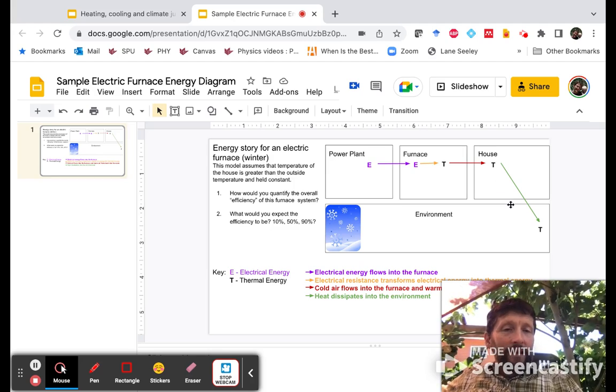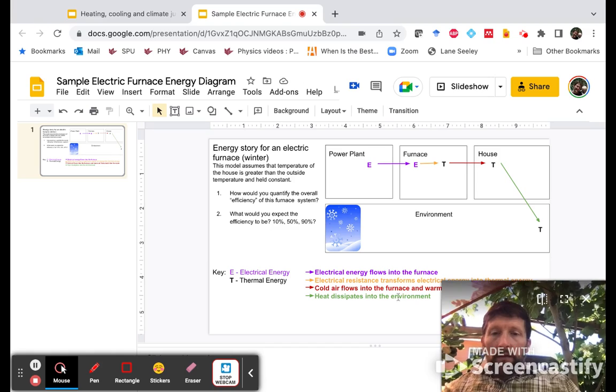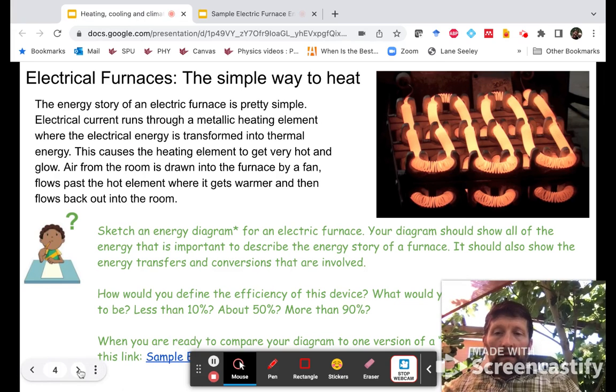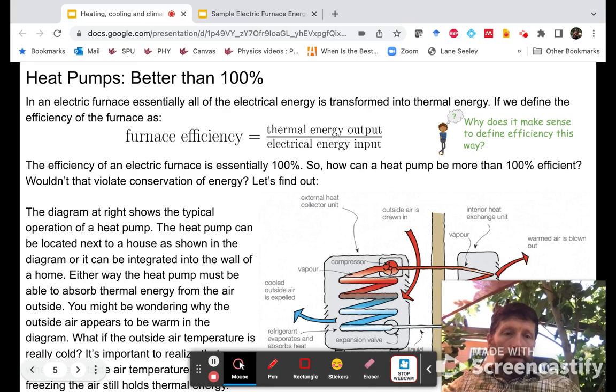And then finally, it's going to leak out through the walls of the house into the environment, right? And that's kind of the process that describes the energy associated with the electric furnace operation. And so then I think about how would we define efficiency for this type of a device, and also what would we expect that efficiency to be, right? And interestingly, for an electric furnace, the efficiency is essentially 100%, because really all of that electrical energy that you put into the electric furnace is coming out as thermal energy and eventually diffusing into the environment.